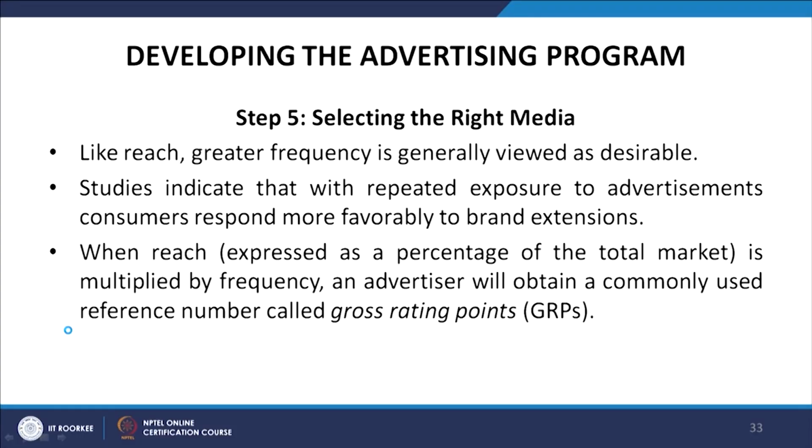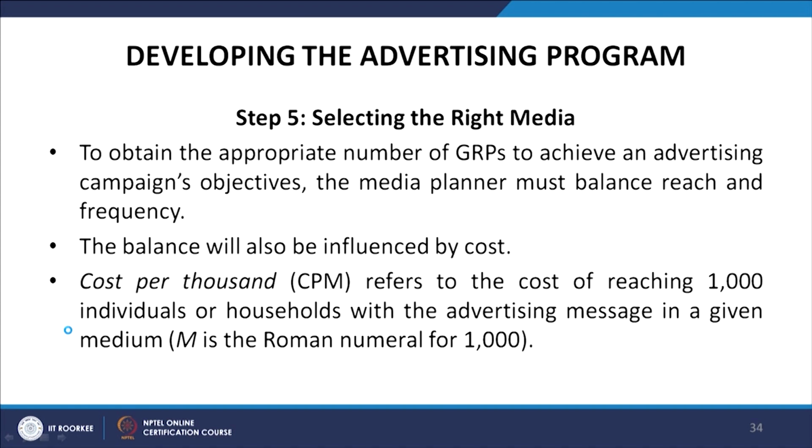When reach, expressed as a percentage of the total market, is multiplied by frequency, an advertiser will obtain a commonly used reference number called gross rating points. To obtain the appropriate number of GRPs to achieve an advertising campaign's objective, the media planner must balance reach and frequency, and the balance will also be influenced by the cost. Cost per thousand refers to the cost of reaching 1000 individuals or households with the advertising message in a given medium, that is M, the Roman numeral for 1000.